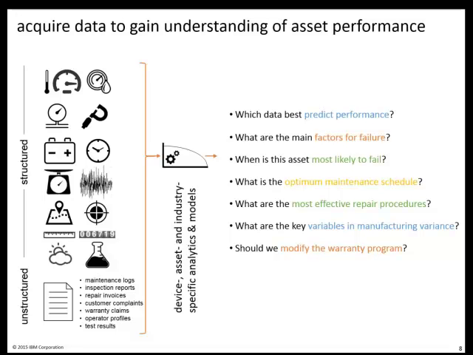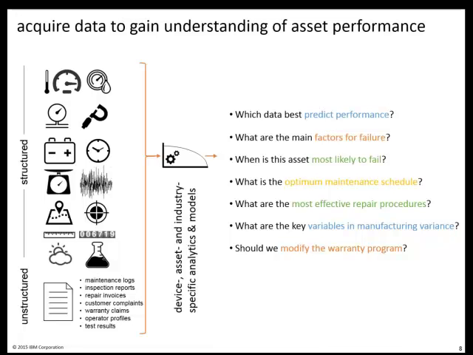and then we ask these questions: which of these data best predict the performance of that asset? How can we identify the main factors for failure? When is that asset most likely to fail? Based upon our historical maintenance information, what's the optimum maintenance schedule so that I'm only executing maintenance when it's absolutely necessary? And when I do that maintenance, what are the most effective and lasting repair procedures?